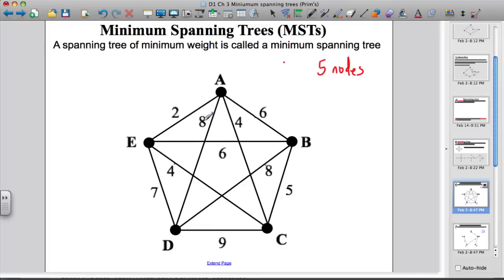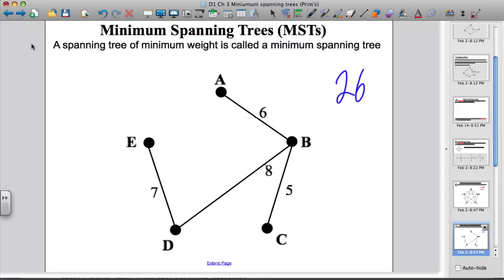For example, the arc AD has a weight 8, the arc BD has another weight 8, the arc AE has a weight 2. We're trying to find a spanning tree so that all those nodes are connected, but it's minimum in weight. So we know from our previous work that we're going to require 4 arcs, always one less than the number of nodes. So we could go about by trying to create spanning trees and then list them all and see which one's smallest.